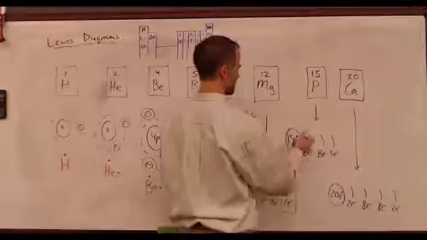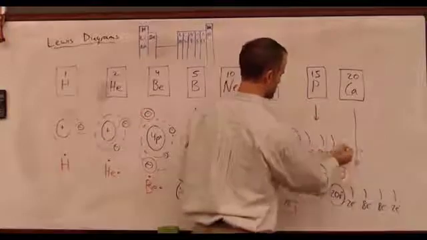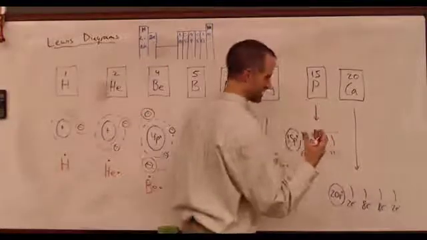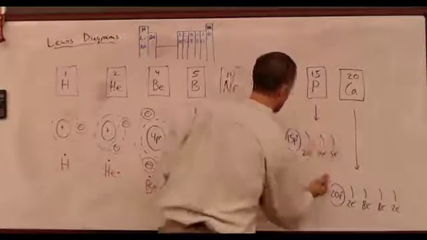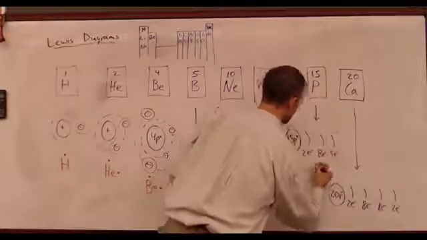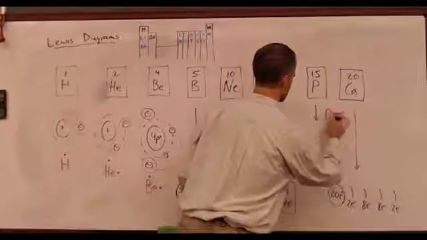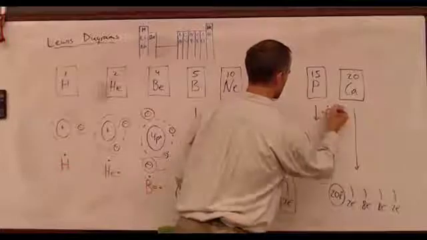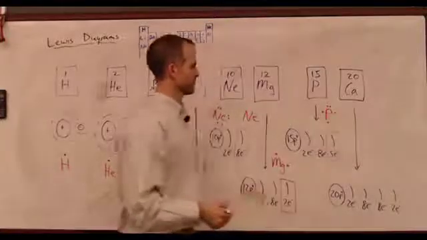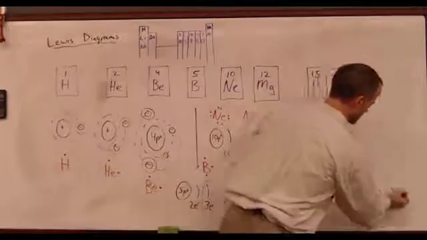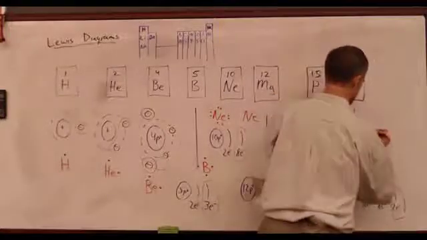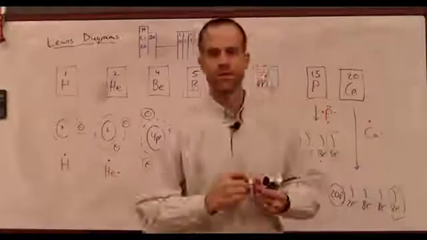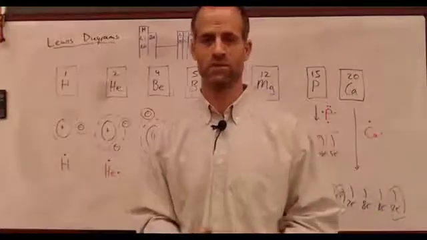Phosphorus. Phosphorus has 15, but it only has 5 of those things that we call valence electrons. Are you paying attention? Okay, 5. So I draw the symbol. Let's do it over here. And I start at the top. 1, 2, 3, 4, 5. And lastly, calcium has 2 valence electrons. 1, 2. There you go. You know how to draw a Lewis dot diagram. Lewis would be proud.